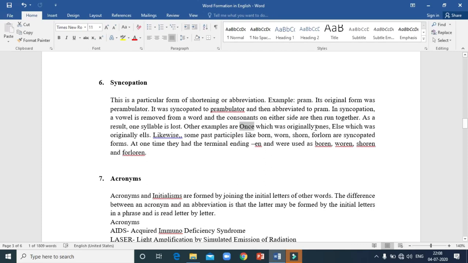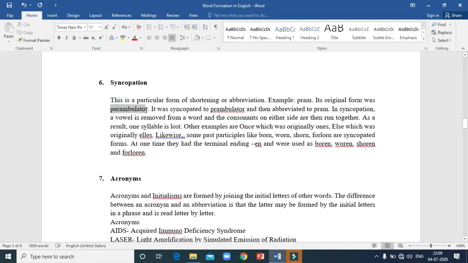And then E was dropped. Similarly, else was originally elle's. And then E was dropped. Okay, it becomes else. So let us look at what happened in perambulator.